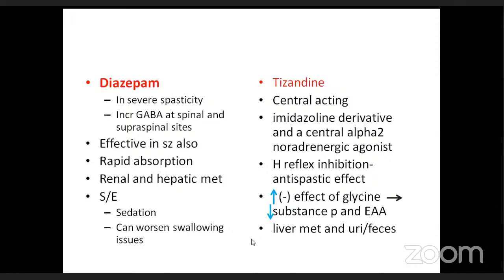Tizanidine, it is more centrally acting. It is imidazoline derivative and a central alpha-2 noradrenergic agonist. It acts mainly by H reflex inhibition, which is an antispastic effect, and it increases the inhibitory effect of glycine, hence by decreasing substance P and excitatory amino acids. Metabolized in liver and urine and feces.